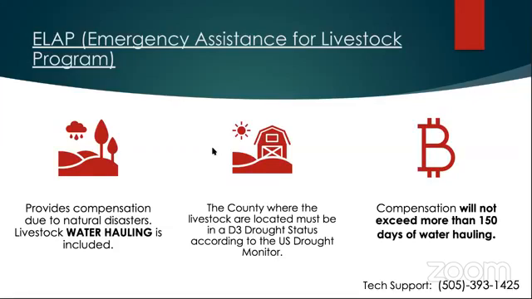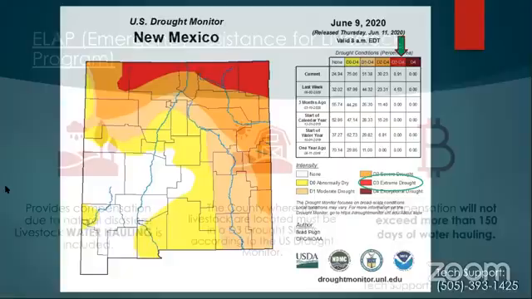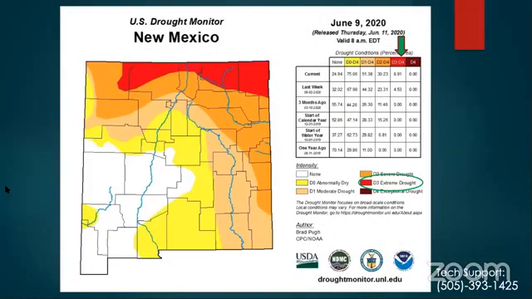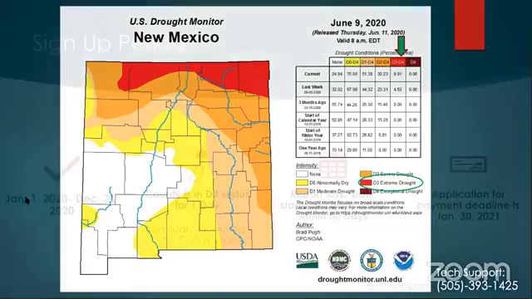Next slide, please. So here we're back to our handy dandy drought monitor. Like I said, in order to be eligible for this water hauling program, the county needs to have hit that D3 bright red status for just 1 day to make you eligible. Next slide, please.